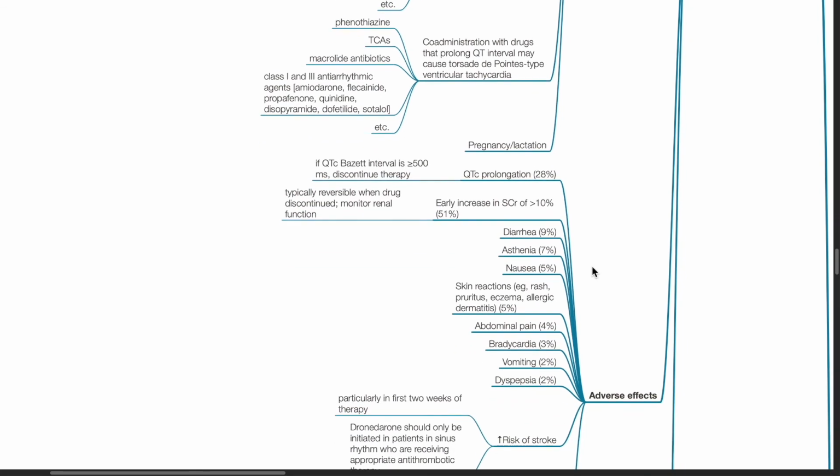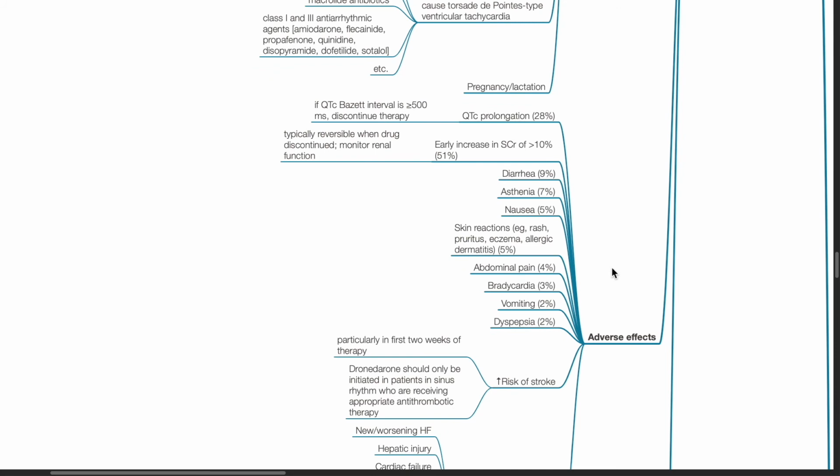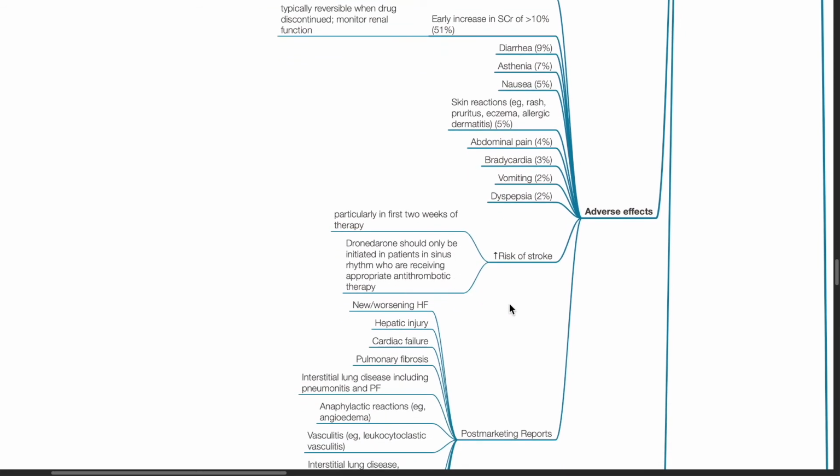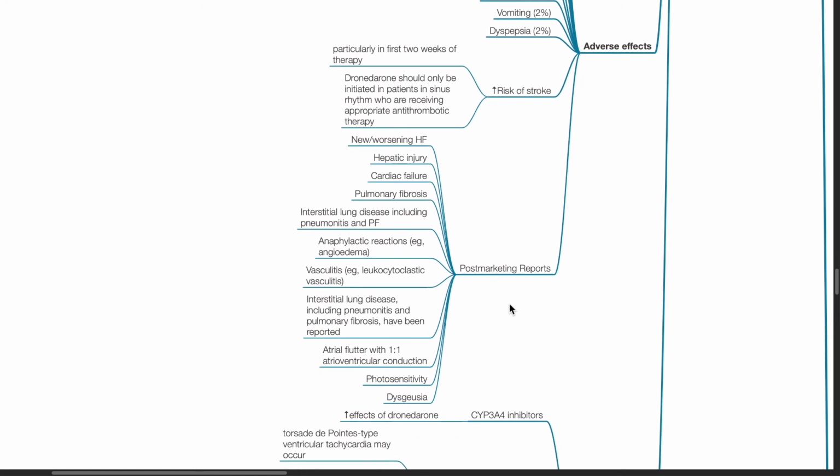Adverse effects of dronedarone include QTc prolongation, early increase in serum creatinine, diarrhea, asthenia, nausea, skin reactions, abdominal pain, bradycardia, vomiting, dyspepsia, increased risk of stroke, and other post-marketing reports such as heart failure, hepatic injury, cardiac failure, pulmonary fibrosis, interstitial lung disease, anaphylaxis, vasculitis, atrial flutter, photosensitivity, etc.